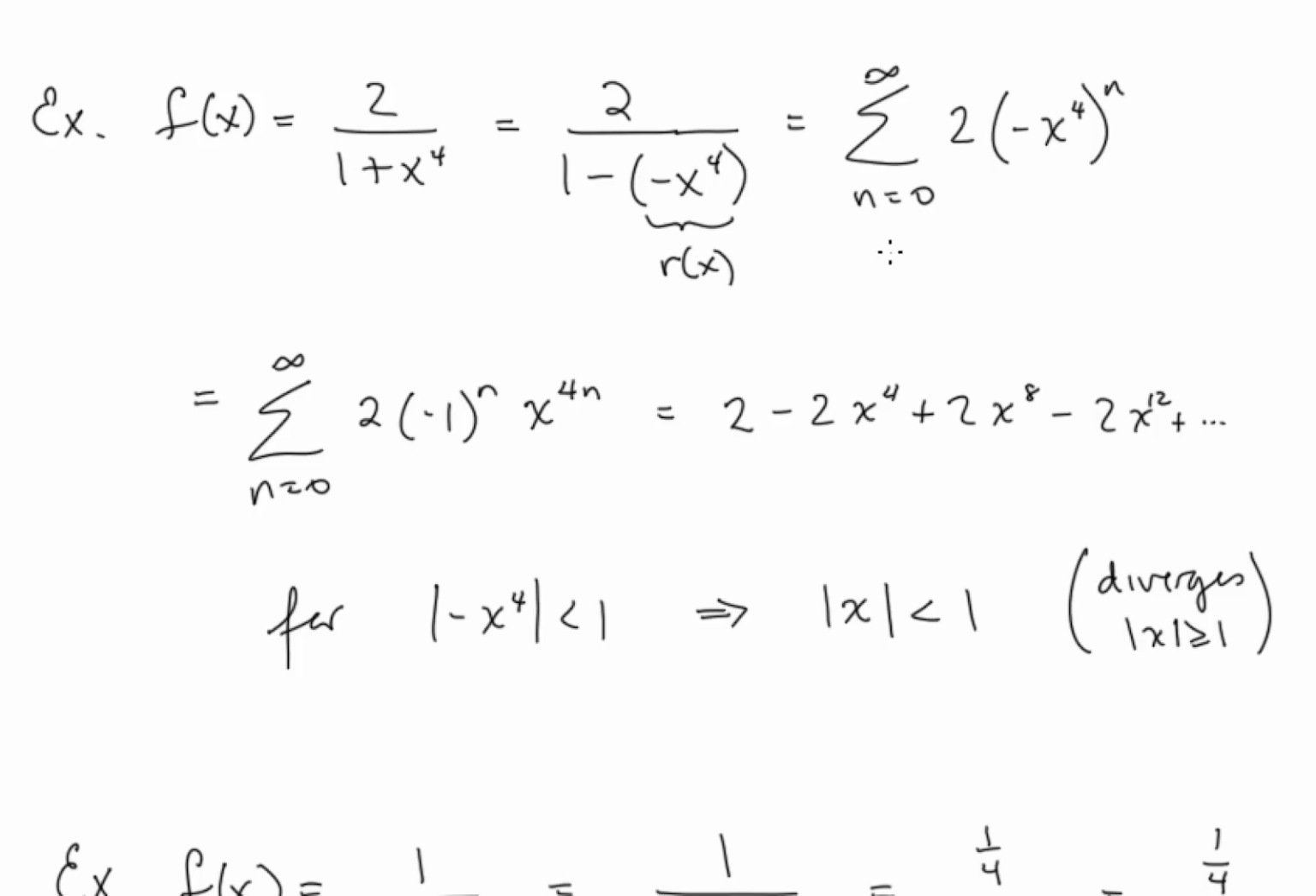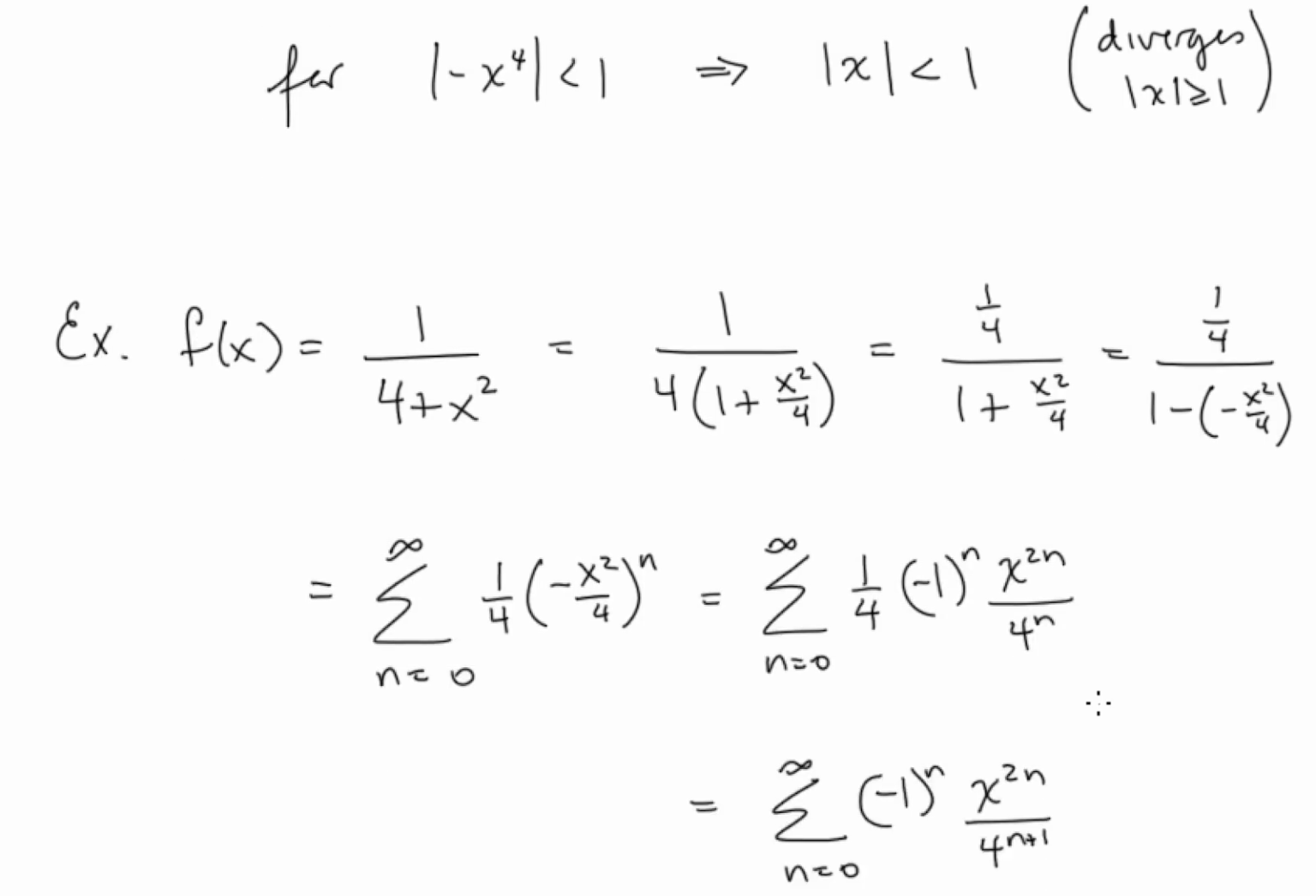And we know that this series will converge for absolute value of r less than 1. So that's absolute value of negative x to the fourth less than 1. And this reduces to absolute value of x less than 1. And this is our interval of convergence for this geometric series. Let's take a look at another example.